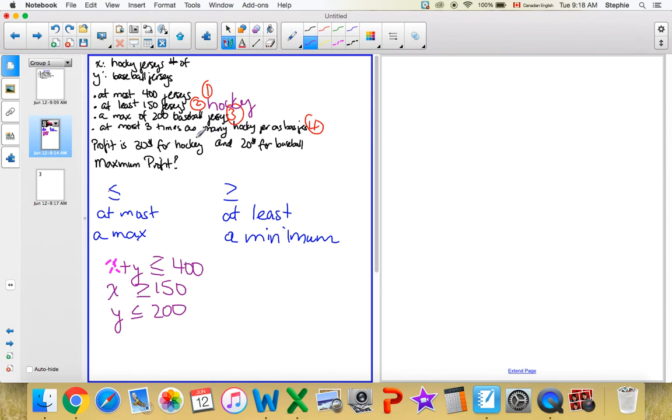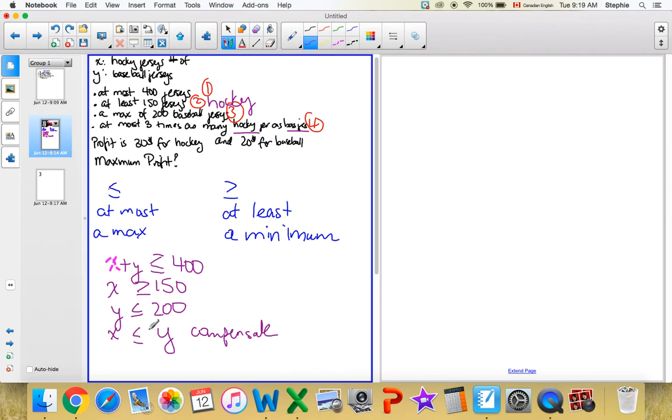Now the last one's really important. You see, it says 3 times as many hockey as baseball. So whatever is mentioned first, you put on the left. So hockey is X, and then baseball is Y, and then at most. But now there's that business of the 3. Since there's 3 times more hockey, which would be in front of the X, you have to compensate and put the 3 in front of the baseball, the one that's missing. And then that's it. Now we have to graph these. You can't get away with not graphing. You're going to have to learn to graph.